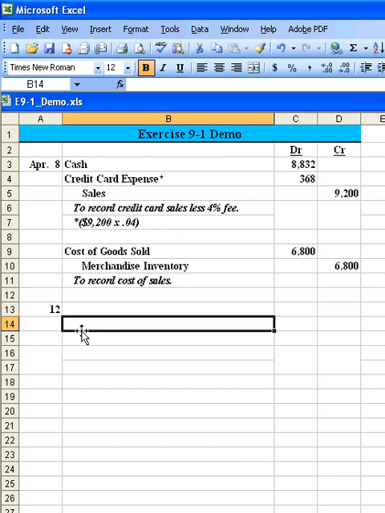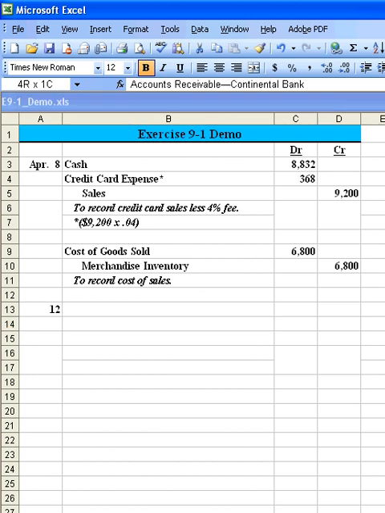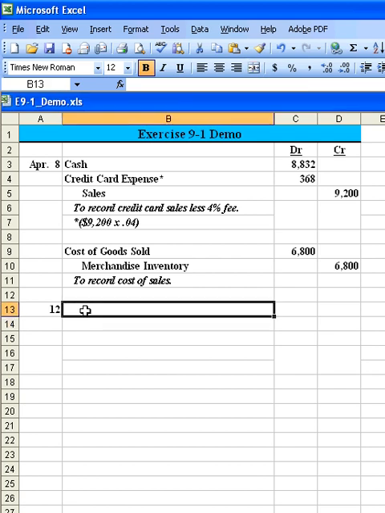In this case, we need to record credit card sales less a 2.5% fee, but we're not receiving the cash right away. Instead, we're receiving a receivable from Continental Bank. So we're going to need to debit accounts receivable. We're going to also record the credit card expense, debit the credit card expense, and credit the sales. And the tricky part here will be determining the credit card expense. So let me cut and paste that in now.